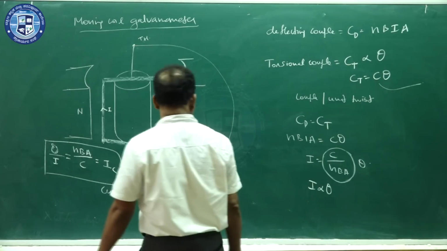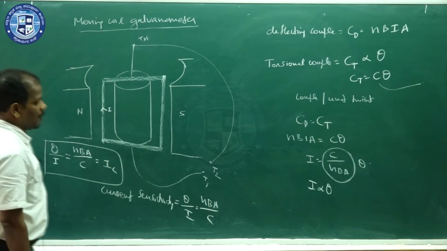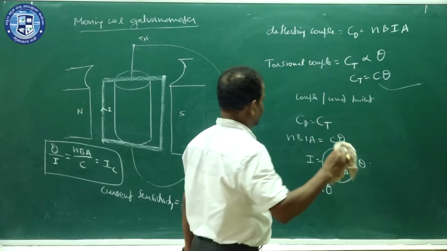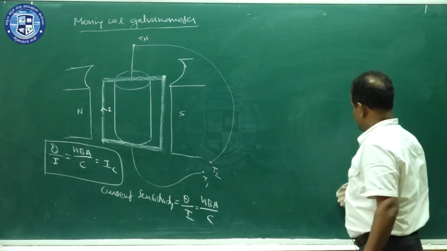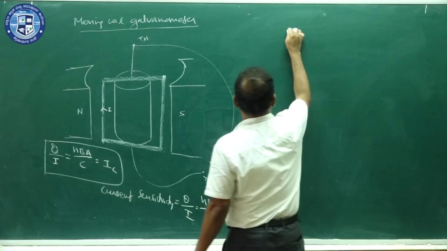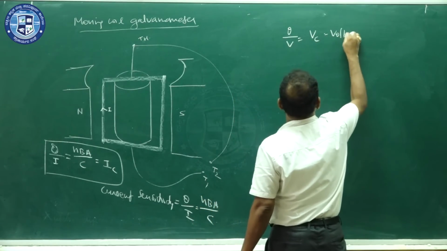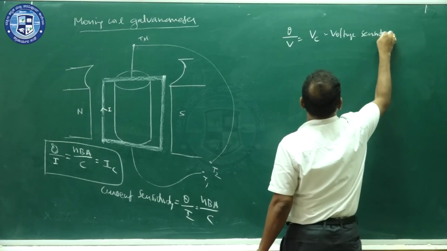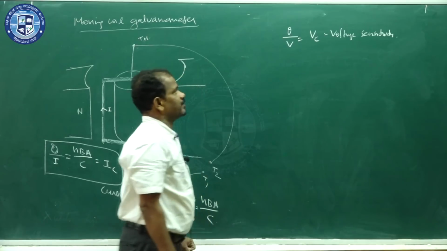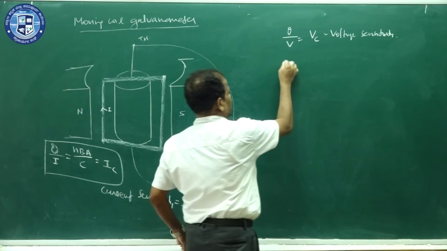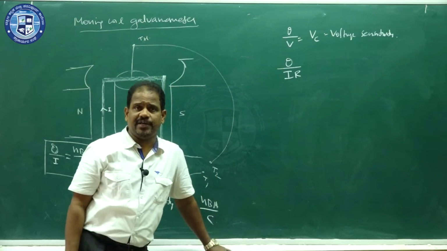Similarly, we have one more term called theta by V. It is called voltage sensitivity. That can be written as theta by IR, because V is equal to I into R, where I is the current and R is the resistance.